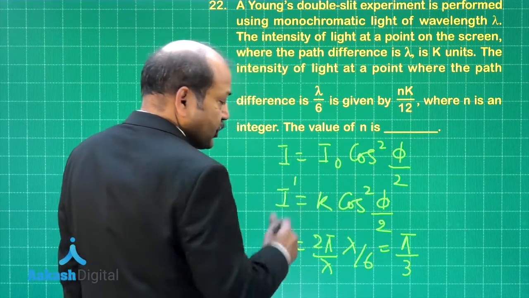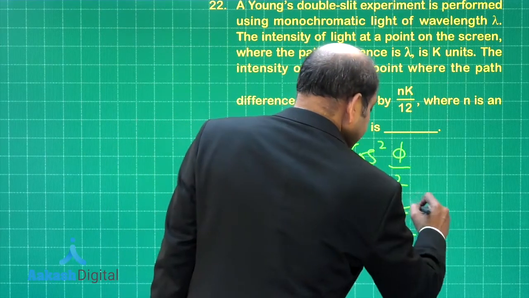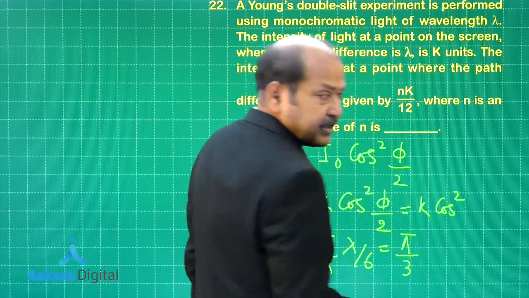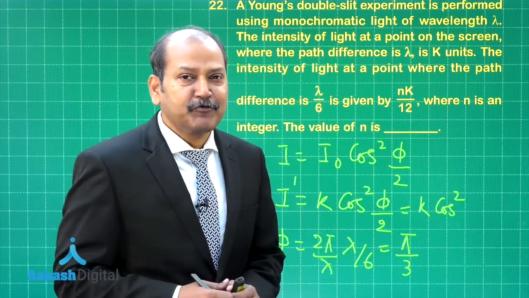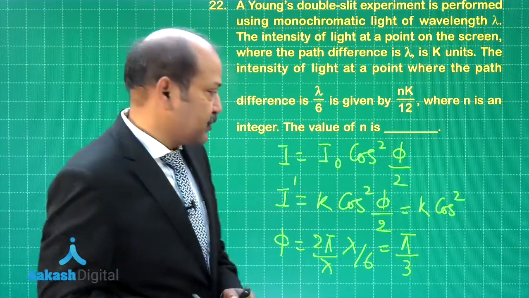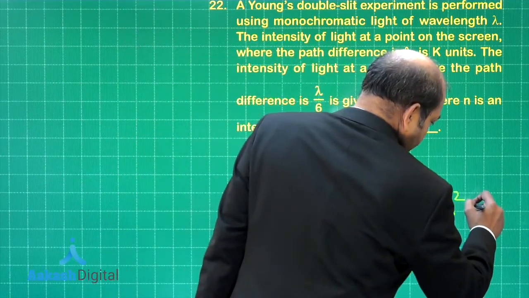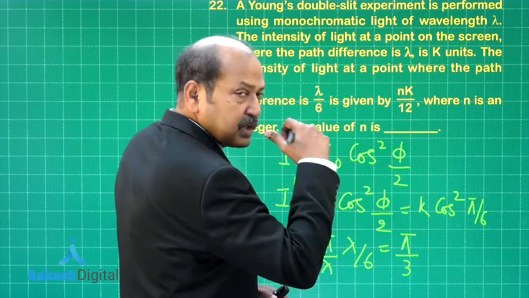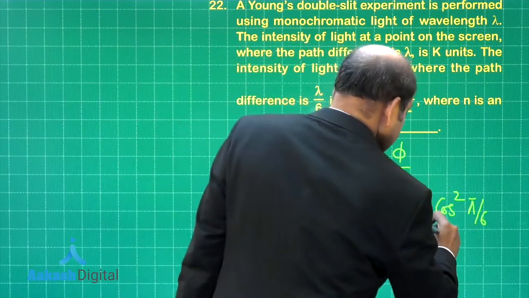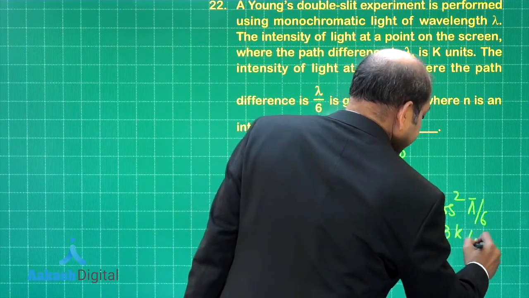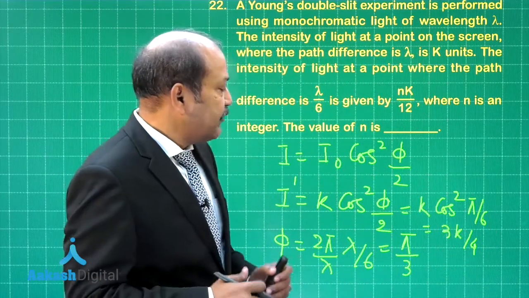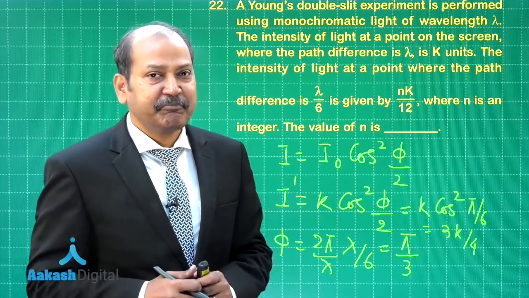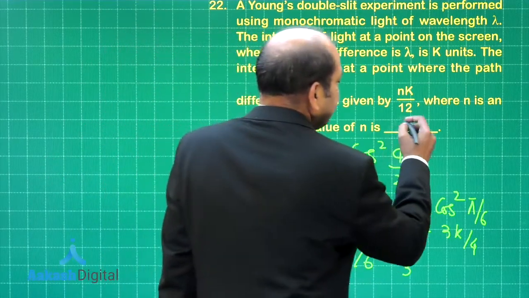So we have I dash is equal to k cos square phi by 2. That means it is equal to k into cos square of pi by 6. And what's the value of cos square pi by 6? That is 3 by 4. So this is coming out as 3k divided by 4. Now, if we equate this with nk by 12, the value of n comes out as 9. So that means the answer is 9 for this particular question.